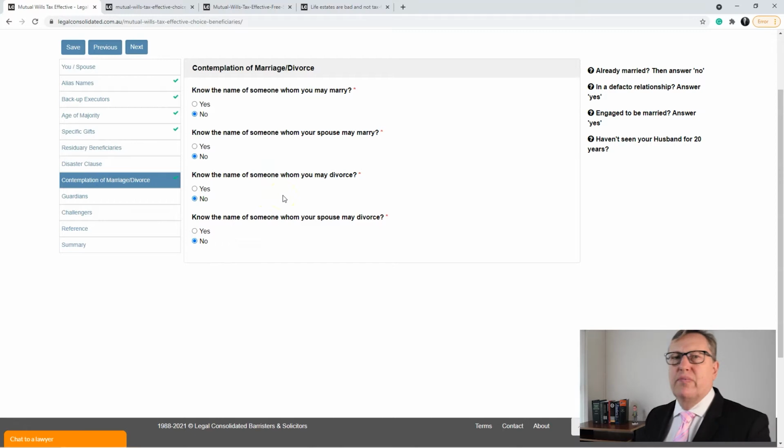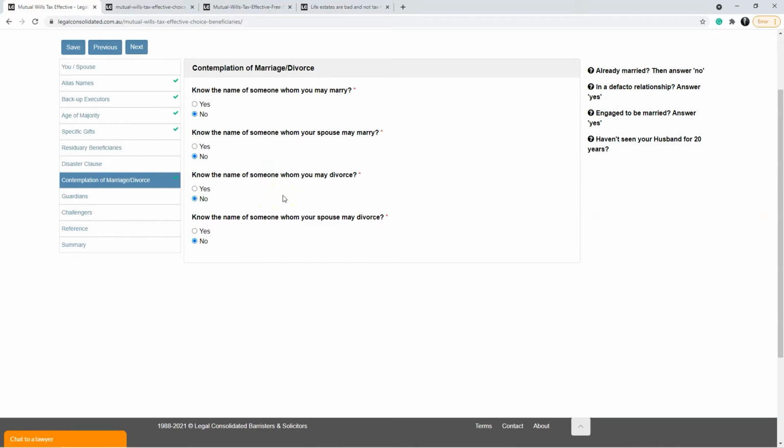Contemplation of marriage. 99% of people will say no to this. If you're married to someone happily, and obviously you're doing mutual wills, so you must be reasonably happy, you press no to both these questions. That's what 90% of people are: married and happily married. They're going to stay together forever and they will press no to these questions. Let's look at the other 10%.